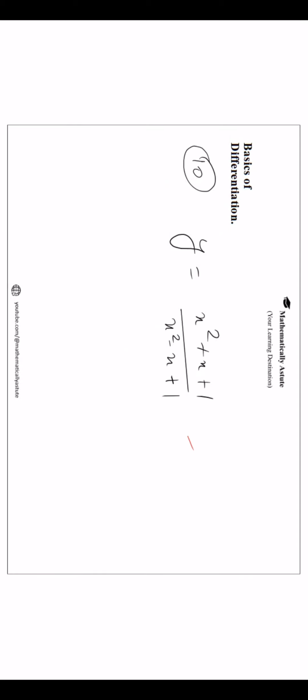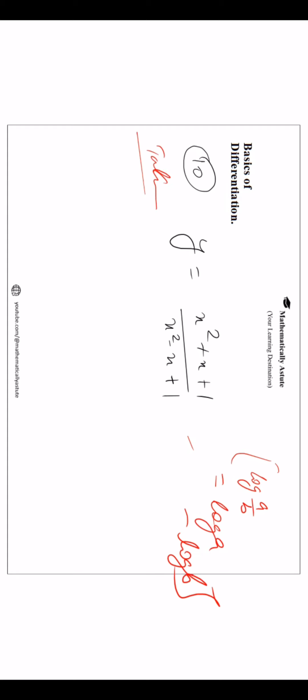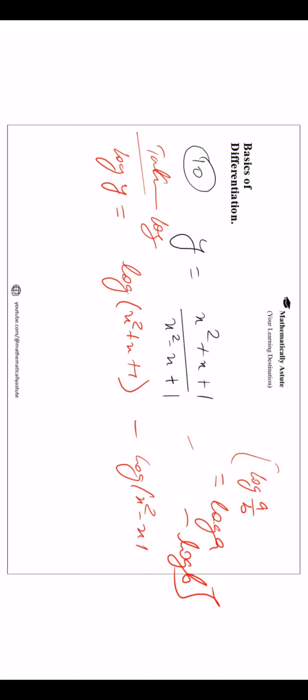Now moving to this question, as we can see the fraction part is there. We have done this question using the u by v method. Here we will be doing this by using logarithm. So using the property of logarithm for division, log a by b can be written as log a minus log b. Clear? Now simply taking log on both sides, log y will be log of x square plus x plus 1, minus log of x square minus x plus 1. Now differentiating it with respect to x, it will be 1 by y times dy by dx.